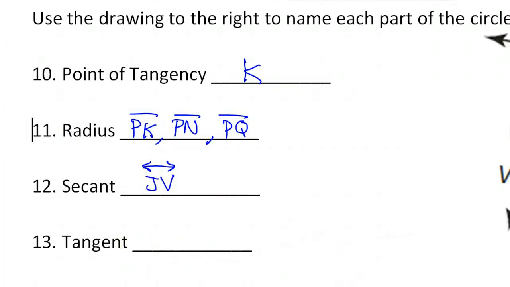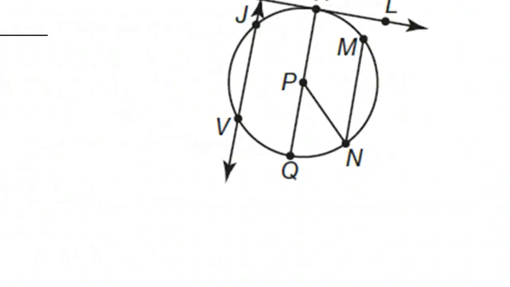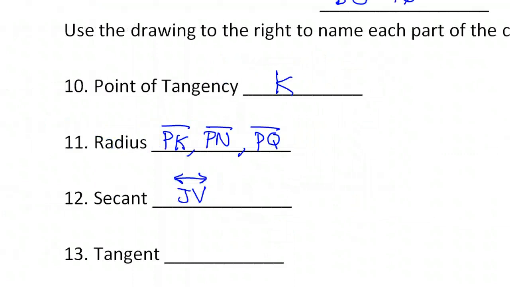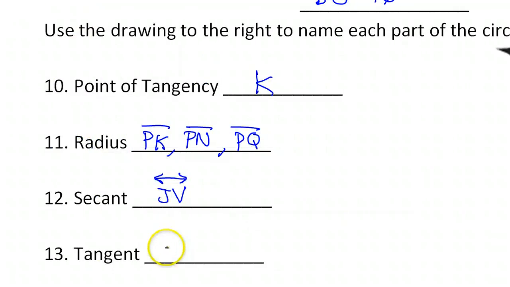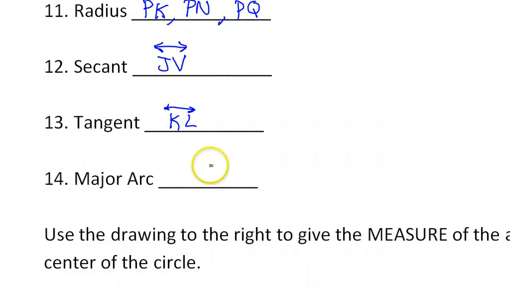Okay, tangent. Of course, a tangent is a line or segment or something that touches the circle at a single point. Okay, so the tangent is line KL. Alright, it's not wrong if you said segment KL, for example, because a segment can be a tangent as well.